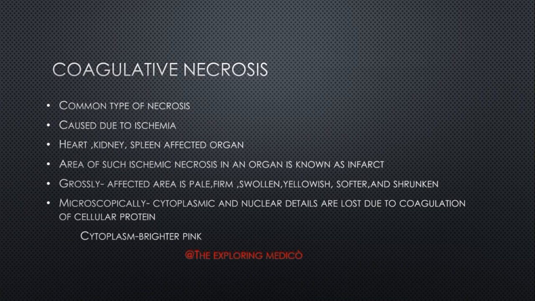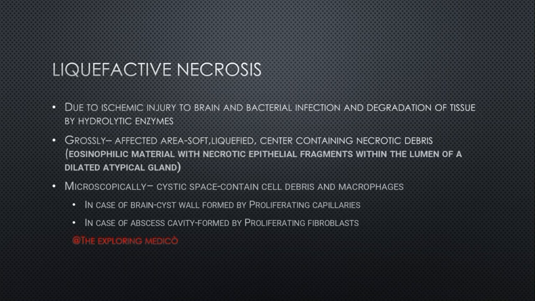Coagulative necrosis. It is the most common type of necrosis, caused due to ischemia. Affected organs are heart, kidney, and spleen. The area of such ischemic necrosis in an organ is known as an infarct. Grossly, the affected area is pale, firm, swollen, yellowish, softer, and shrunken. Microscopically, cytoplasmic and nuclear details are lost due to coagulation of cellular protein. Cytoplasm is brighter pink.